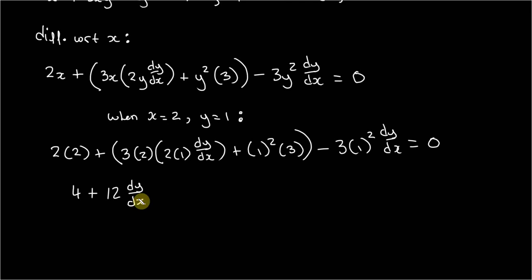So times dy by dx. Plus, this is just, or is that negative? No, that's right. So that's just plus 3. Yeah, that's right. And now we've got this term here. That's just negative 3 dy by dx. So it simplifies quite nicely for us.